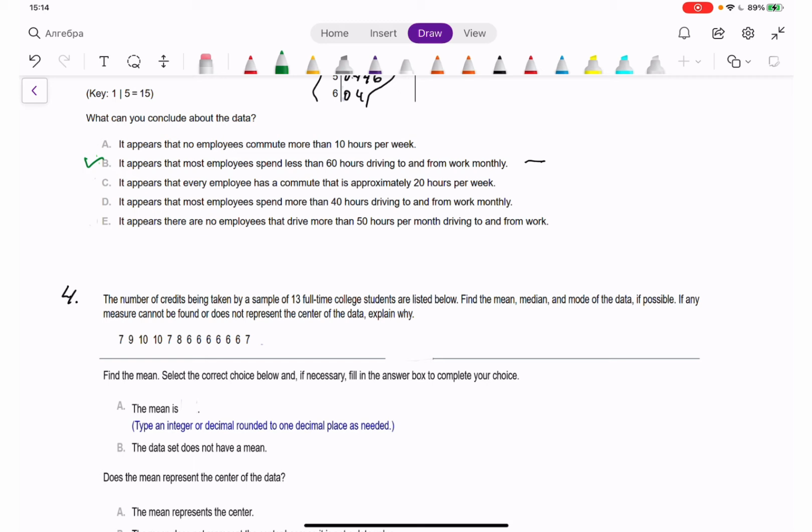Question number 4. So what do we have here? The number of credits being taken by a sample of 13 full-time college students, here it is, 13 full-time college students, are listed below. Find the mean, median, and mode of the data. If any measure cannot be found or does not represent the center of the data, explain why.